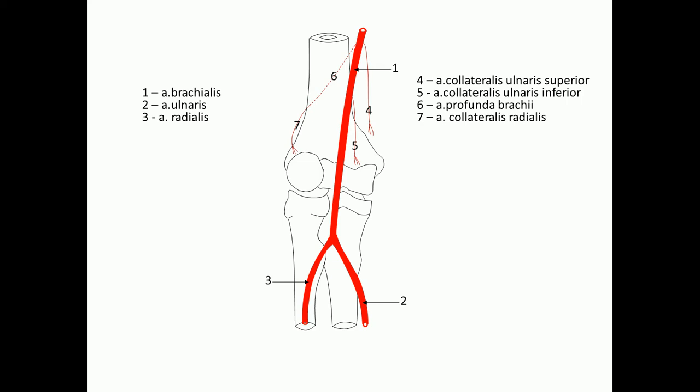Arteria collateralis radialis. The next very important information: arteria collateralis radialis goes together simultaneously with nervus radialis. So they accompany each other. Arteria collateralis ulnaris superior accompanies nervus ulnaris. Arteria collateralis radialis accompanies nervus radialis. And arteria collateralis ulnaris inferior accompanies nervus medianus.